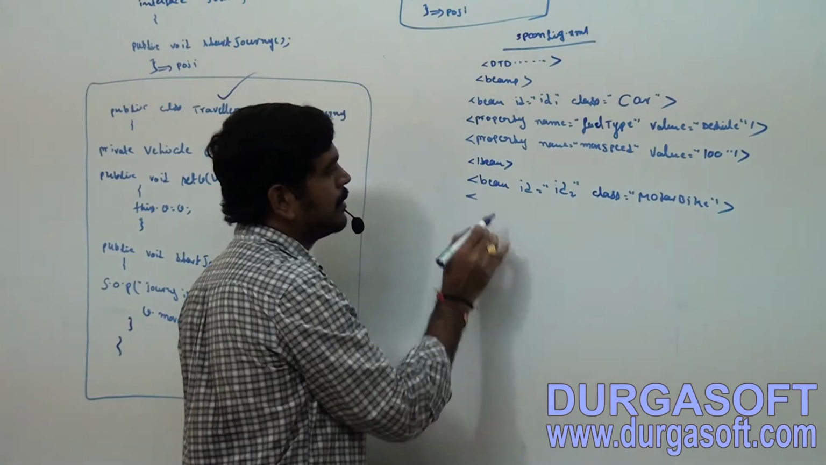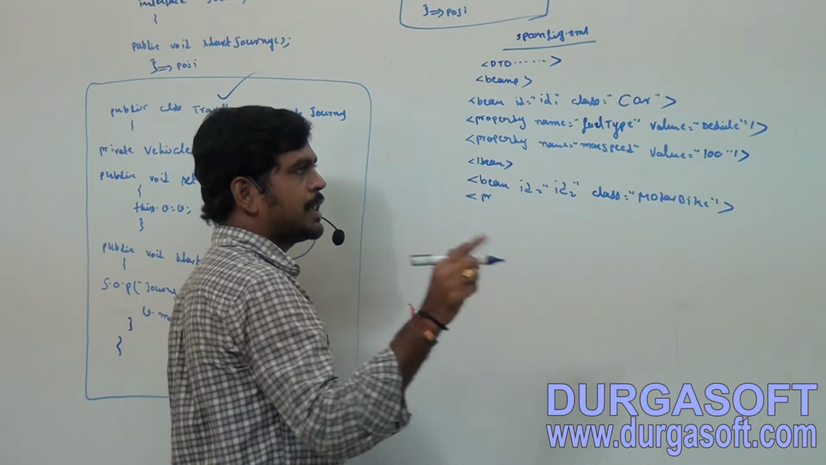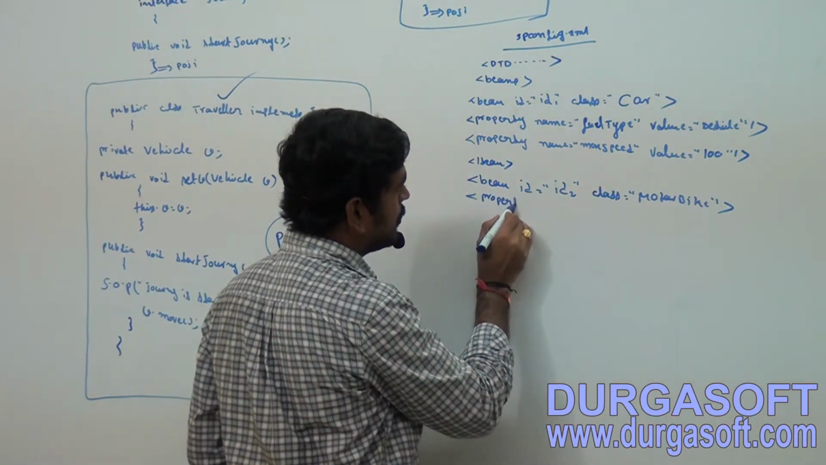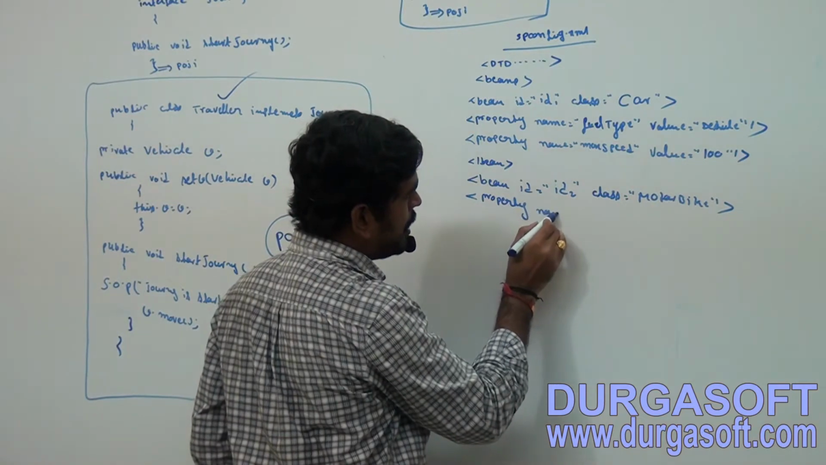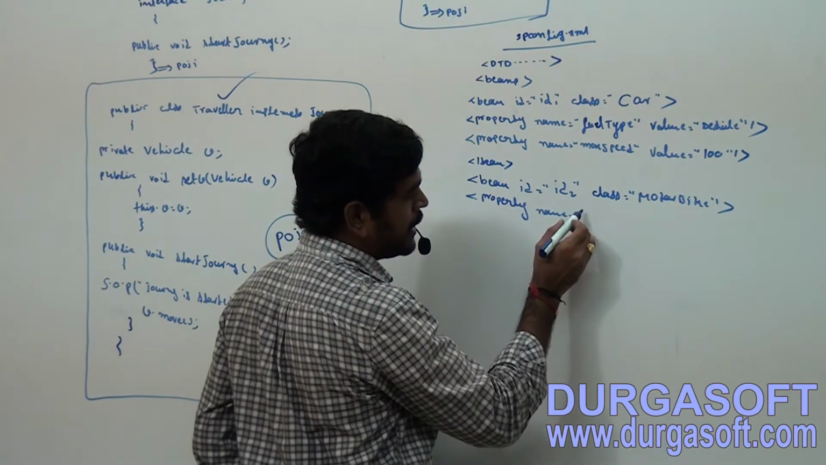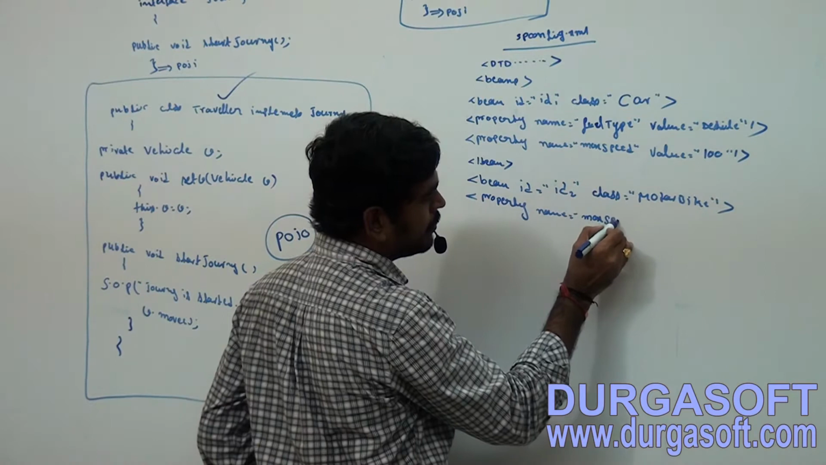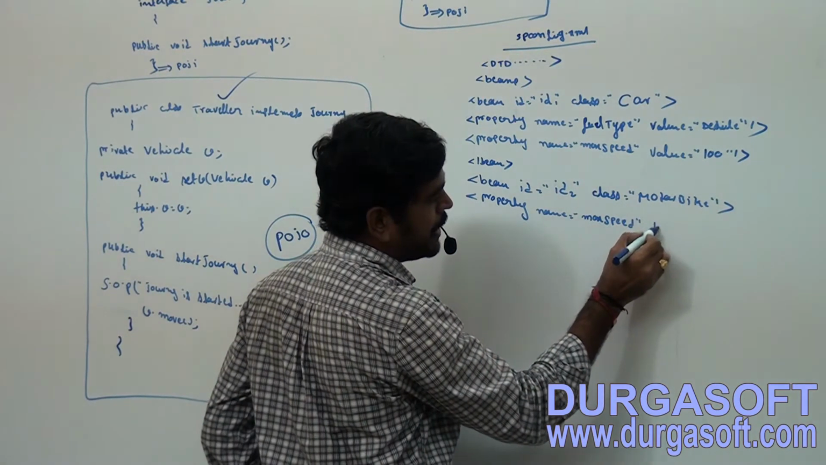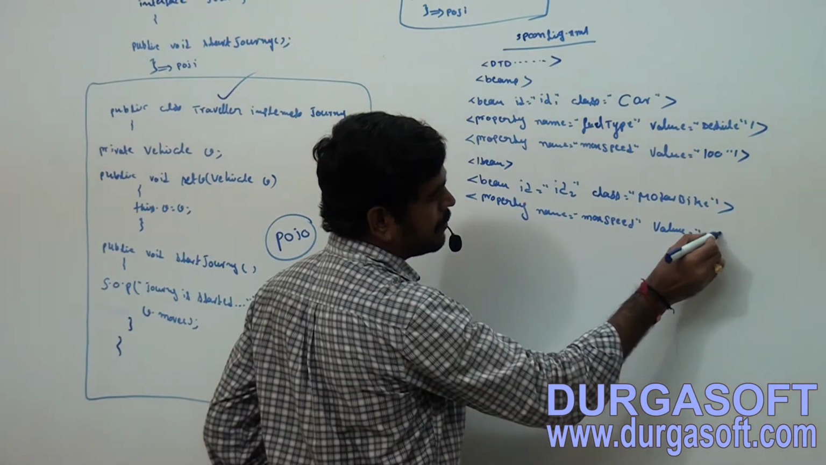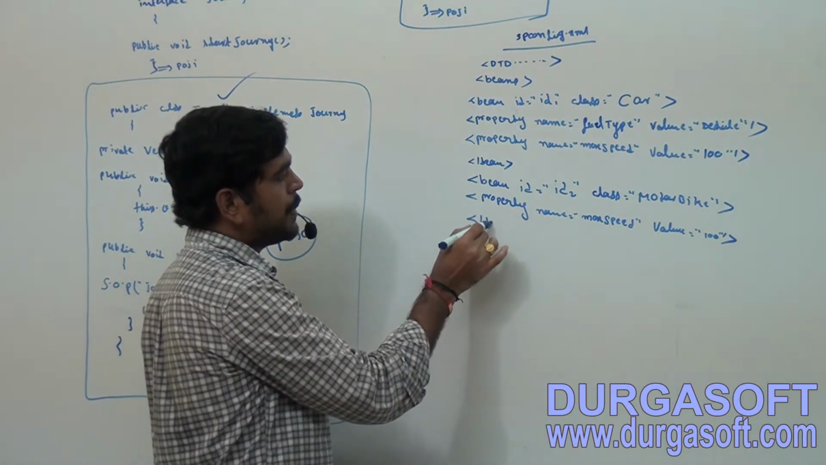The next property. How many properties are there in motorbike? Only a single property is there. That is the reason I am taking what? Property name is equal to, what am I taking here? Max speed. Value is equal to 100. Then next, close the bean.